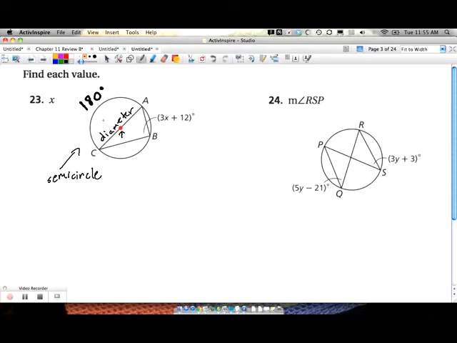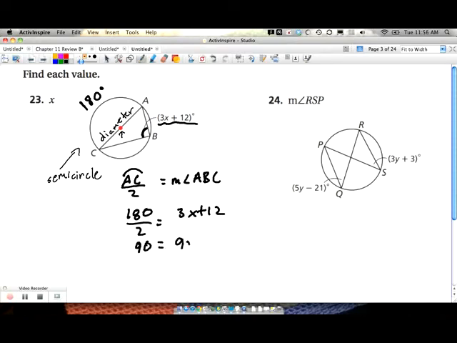If that's 180 degrees, then this arc is going to be divided by 2 to find this angle down here, ABC. So measure of angle ABC is equal to the arc AC divided by 2. Well, we know that's 180 divided by 2 equals this angle, and that's actually 3x plus 12 based on that equation. 180 divided by 2 is going to be 90. That equals 3x plus 12.